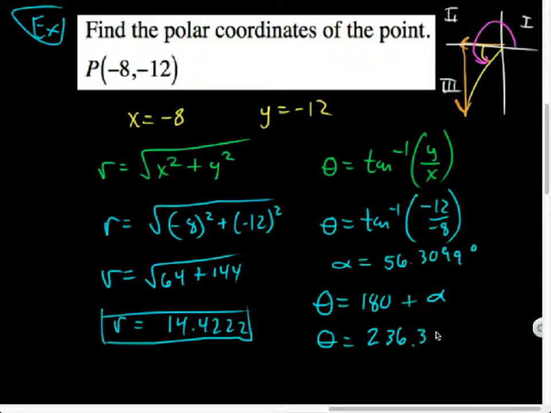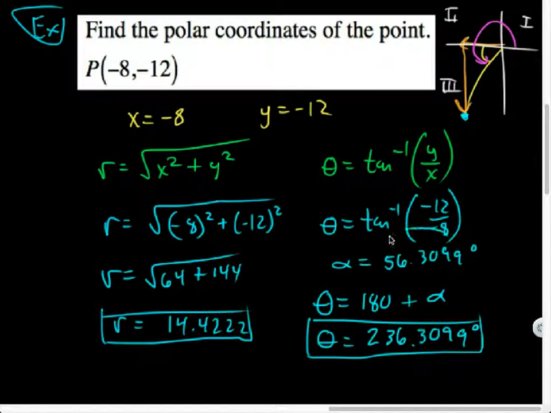How did you know to put that in quadrant 3? You found 56.30, based off of these values. So I said -8, -12. That point would have been in quadrant 3. And that's why I knew that I had to take this reference angle and add 180 to it. Right. So there's the point.